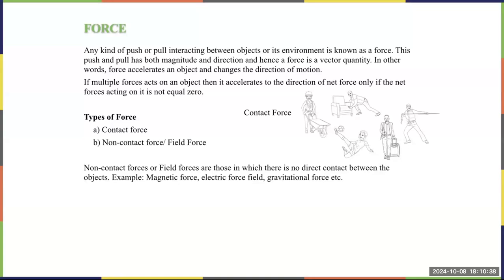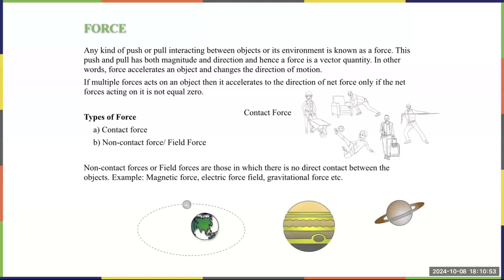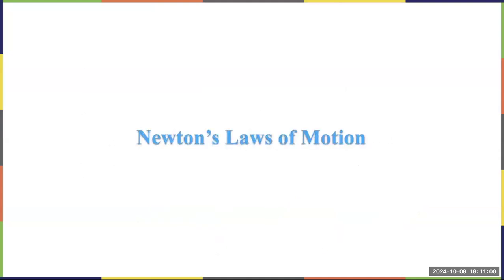Another type of contact force is the friction force, right? And non-contact forces include, for example, the magnetic force. Those are all different types of force. Now, like here, the force between the Earth and the Moon, and the planets, these are all gravitational force and other non-contact forces, right?